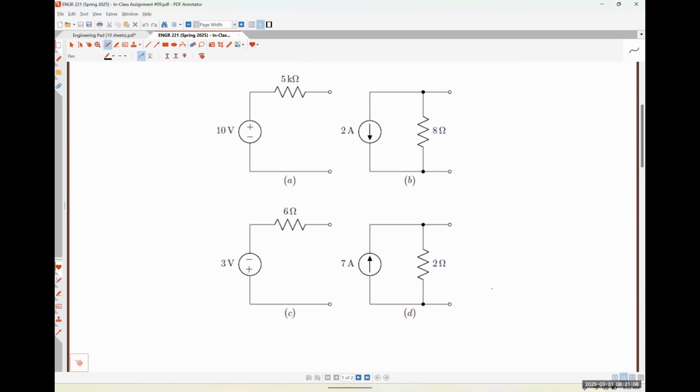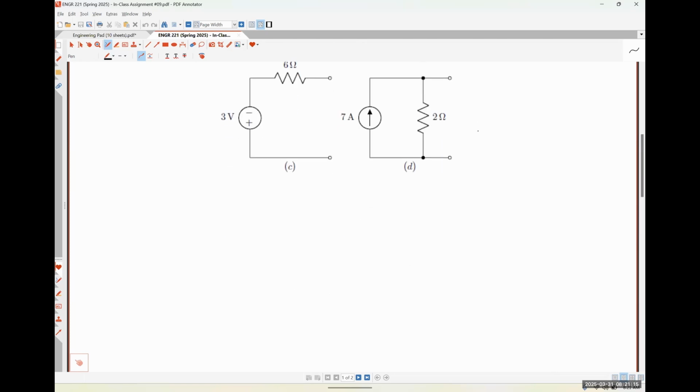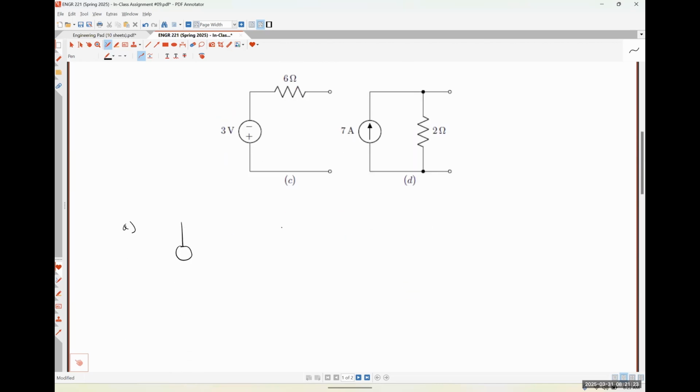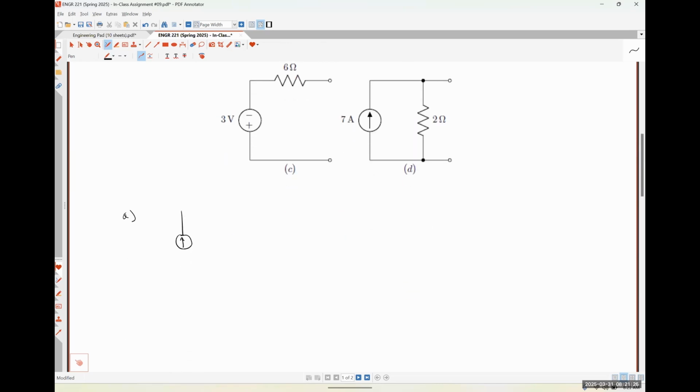So we have a 10-volt source in series with a 5 kilo ohm resistor. So my solution should be a current source. Since the positive polarity terminal is on top, the arrow will point up, in parallel with a 5 kilo ohm resistor.